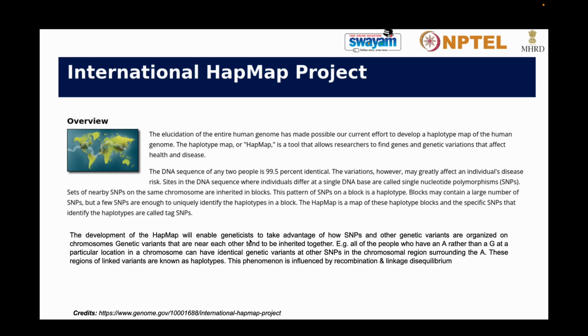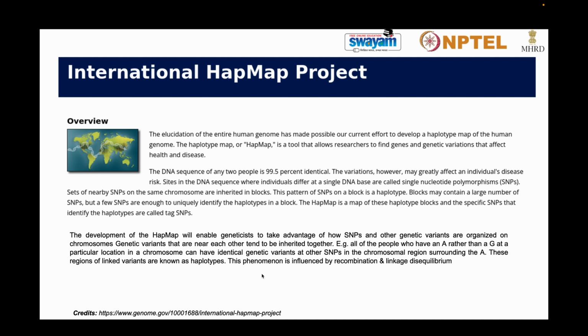So this HapMap will enable geneticists to take advantage of SNPs and how the genetic variants are organized on chromosomes. Genetic variants that are near to one another tend to be inherited together. So these are the different pieces of information for why the HapMap project was developed: what the haplotype map is, and that it contains all the SNPs. You can see how we are moving further, concentrating our methods, starting with a huge data set and refining it further and further so that we can analyze it properly. So we also move to the level of tag SNPs, and we said that SNPs residing closer to one another tend to get inherited together.